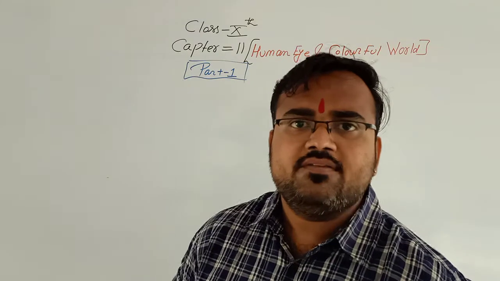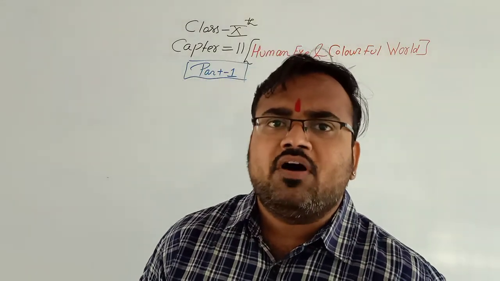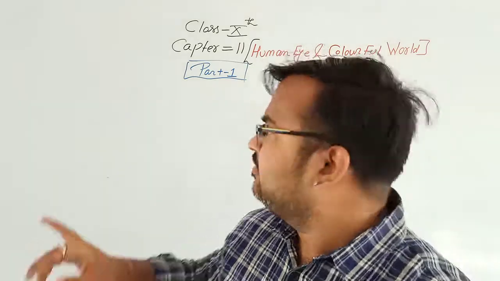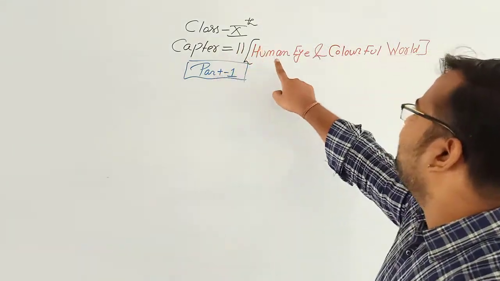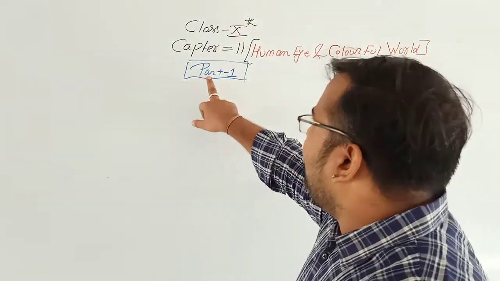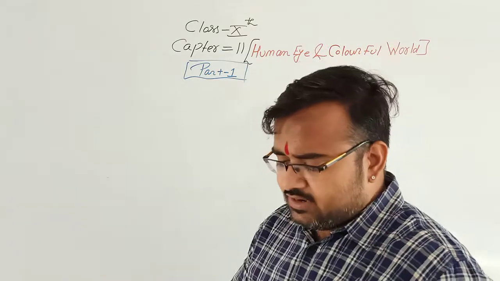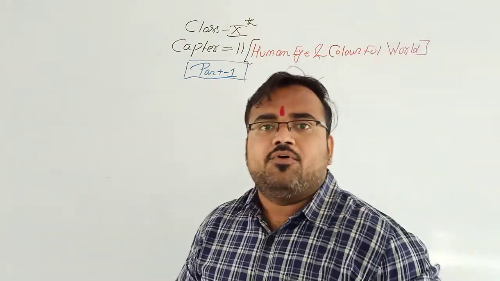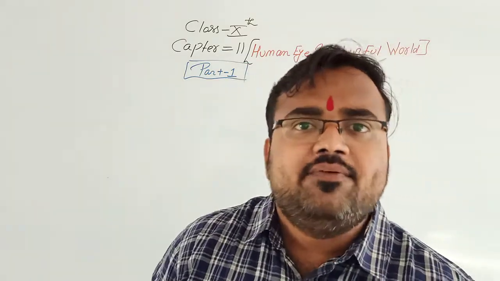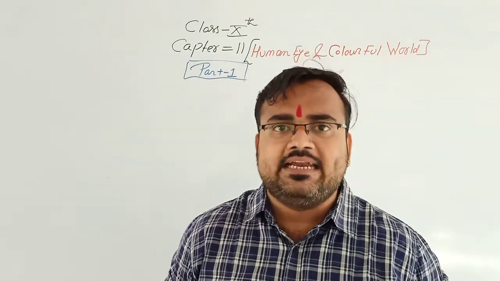Good morning, dear students. Today we'll start the second chapter of our syllabus in physics, that is chapter 11, Human Eye and Colorful World. Clear? And we'll continue with the part 1. Today we'll start part 1. Now in this chapter, for the academic year 21-22, some of the portions have been deleted.